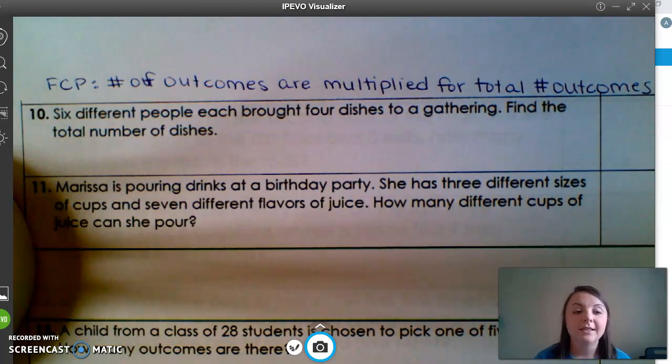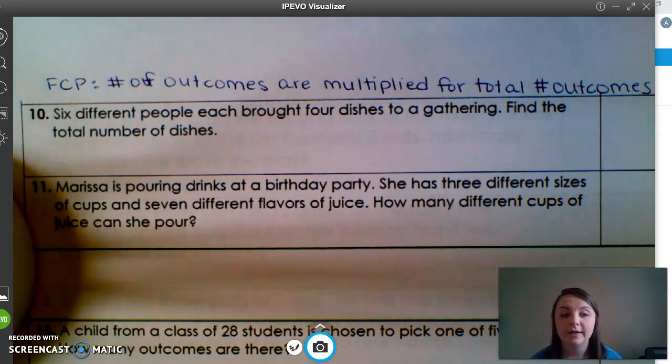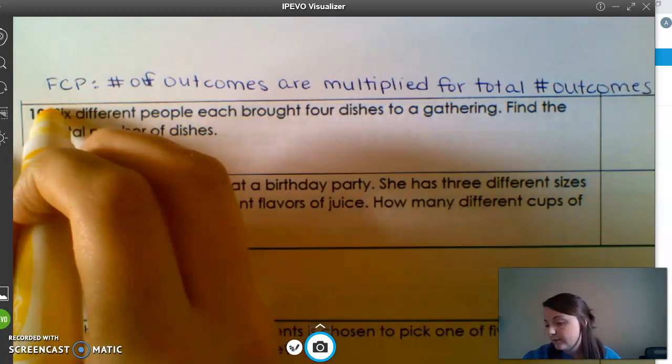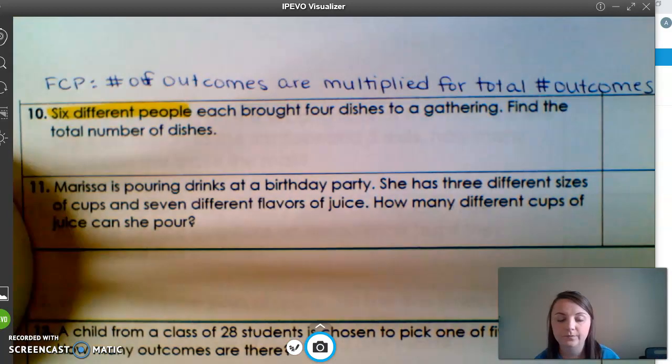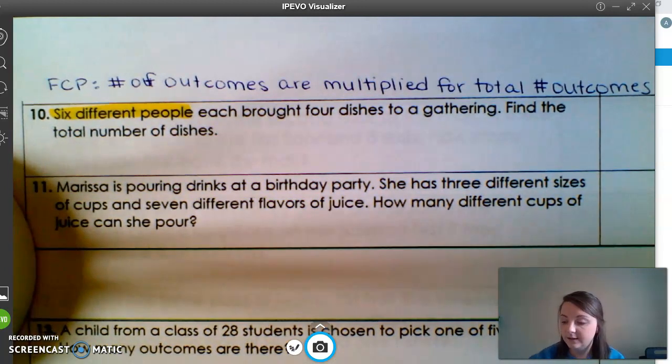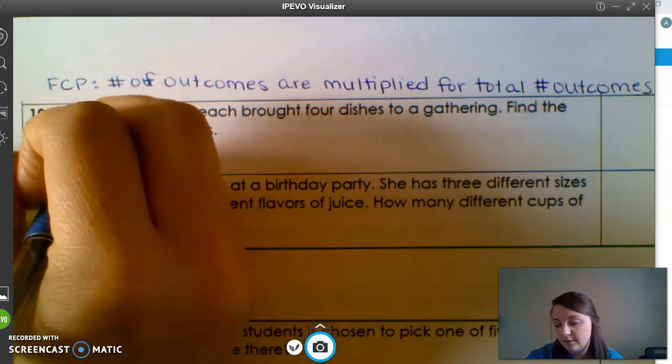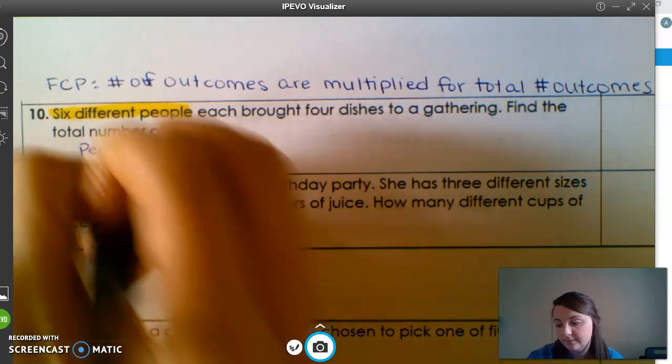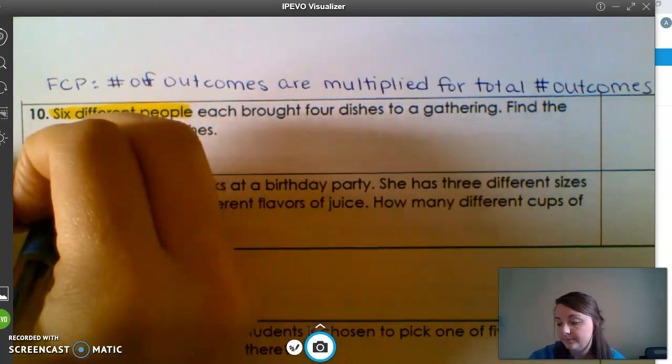So number 10, 6 different people brought 4 dishes to a gathering. Find the total number of dishes. So we've got 6 people each brought 4 dishes to the gathering. So imagine the gathering and the people walk in. Because they have to get to the gathering first, right? So our first event is going to be the people bringing in. Well, we've got 6 different people. So our first event is our people. They've got to come to our event. That's event number 1.